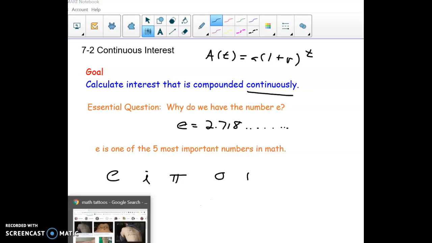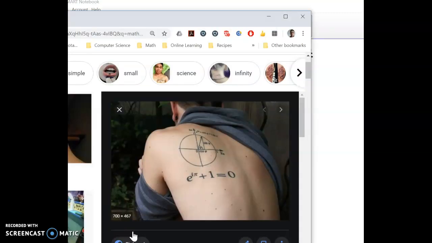So that ends up being the 5 most important. And kind of a fun little deal, if you look up math tattoos, this is the first one that pops up. Someone's got this formula that relates all of those 5 numbers. I think this is called the most beautiful math equation because it has the 5 most important numbers in it. e to the i pi plus 1 apparently is 0. So kind of interesting.